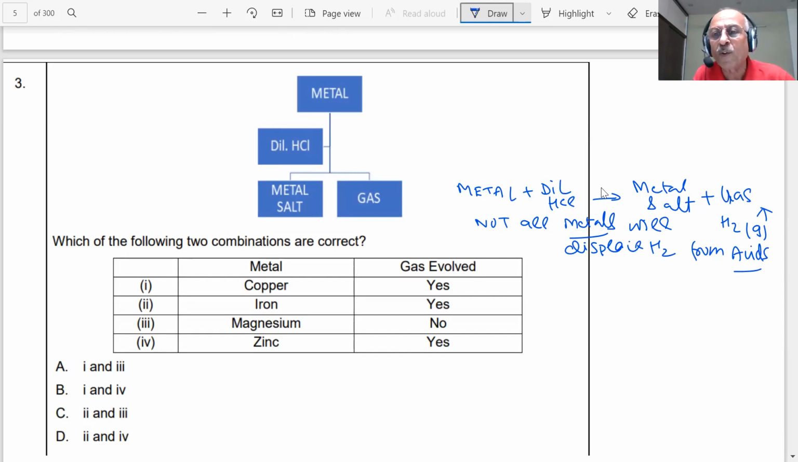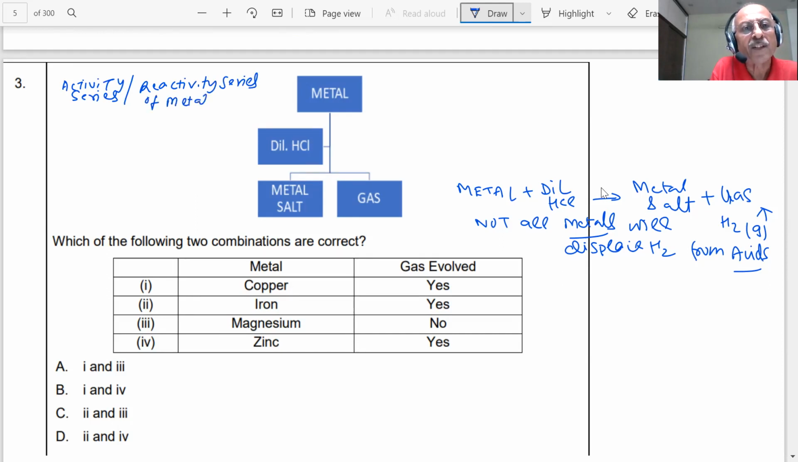Now here you have been told about an activity series, student, that should be known to us. Again, I'm saying it is important that you learn the activity series, or what we call the reactivity series of the metals. The metals which are more reactive than hydrogen will displace the hydrogen. Now what are those metals, student?